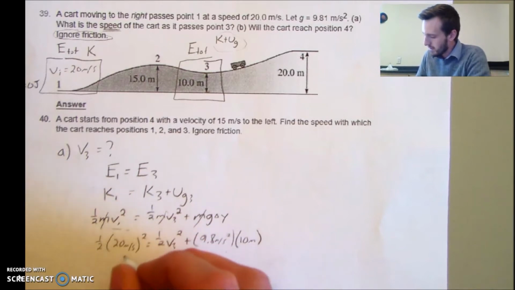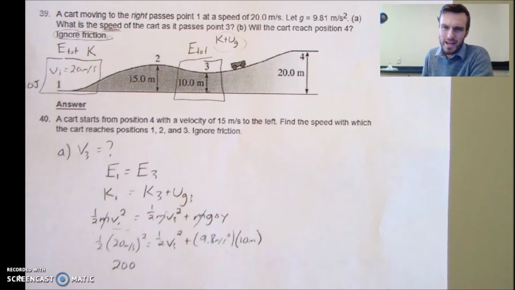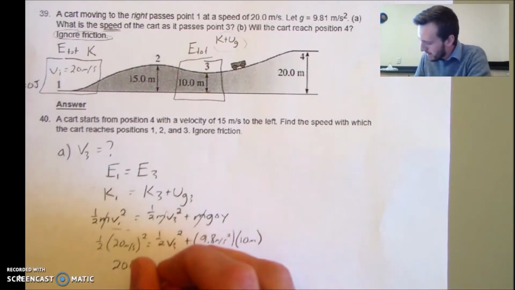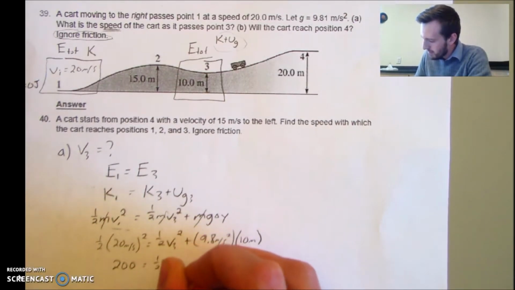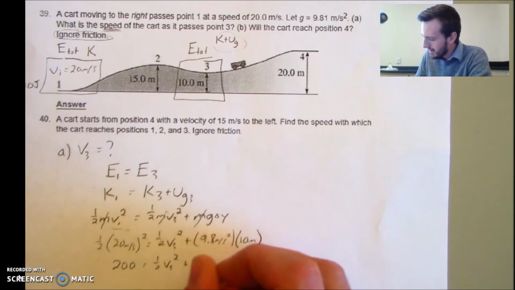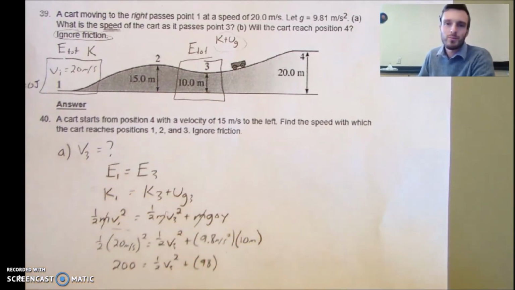Let's see, we have 20 squared would be 400. Take half of that, you get 200. Now I'm not going to write joules because we canceled mass, so we're in some weird unit right now. So I'm going to practice some bad habits and not put my units, but just hang with me on this one. All right, equals 1/2 V3 squared plus, this is going to be about 98 over here. The nice thing, these numbers work out really nice.